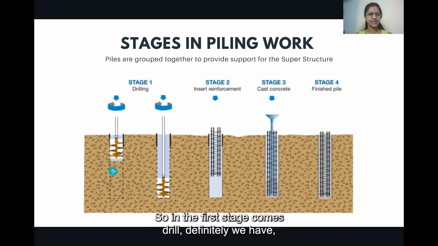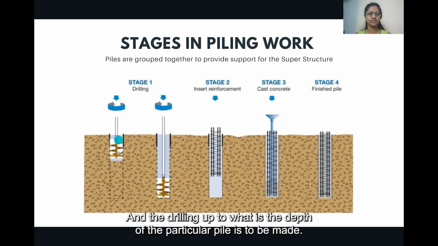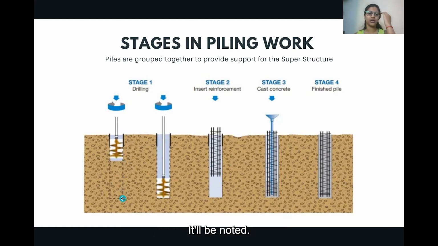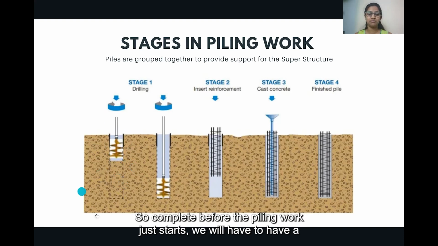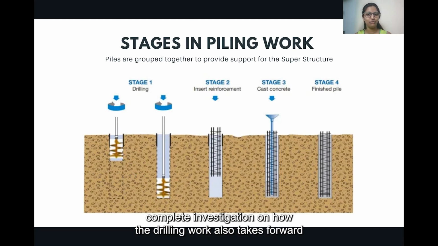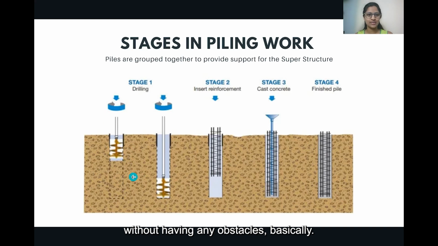In the first stage comes the drilling. Definitely, we have the drilling machines. Based on the soil conditions, firstly the marking of the pile is done, the depth up to which the pile is to be drilled is noted, and then the drilling takes place. There might be a hard rock over here, so before the piling work starts, we will have to have a complete investigation on how the drilling work can move forward without any obstacles.